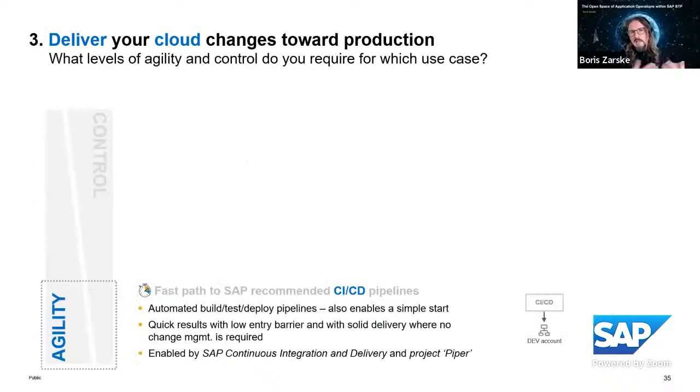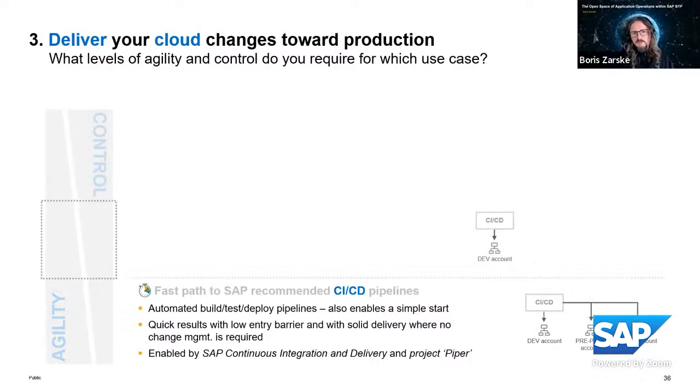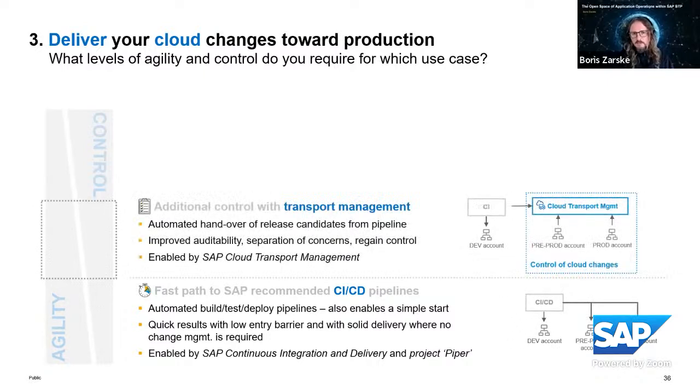And overall, you end up with different levels of control and agility. You might have use cases where you say, okay, I don't need change control or change management. I directly deploy out of my pipeline. And that is, of course, also something that is possible directly out of the box. If you need more control, then you just configure the handover from the pipeline into transport management, where you can again specify who's allowed to handle that and have centrally defined delivery landscapes.